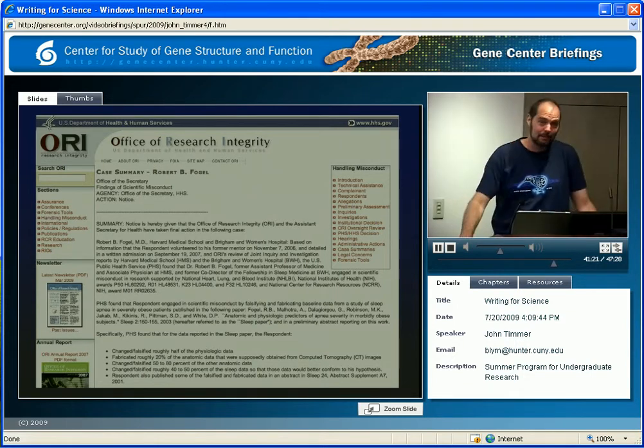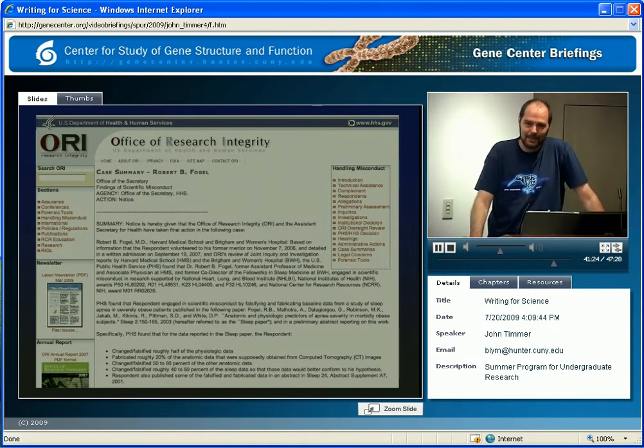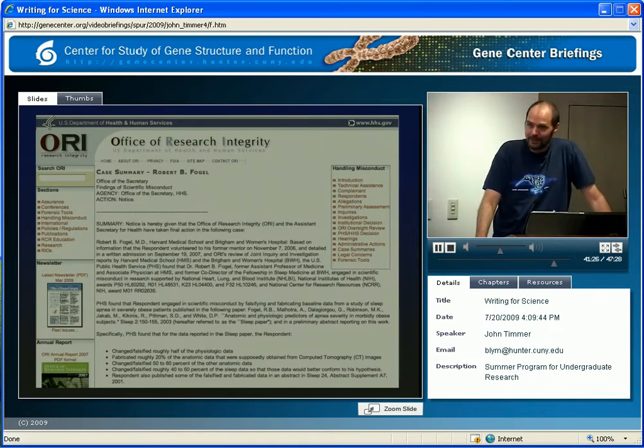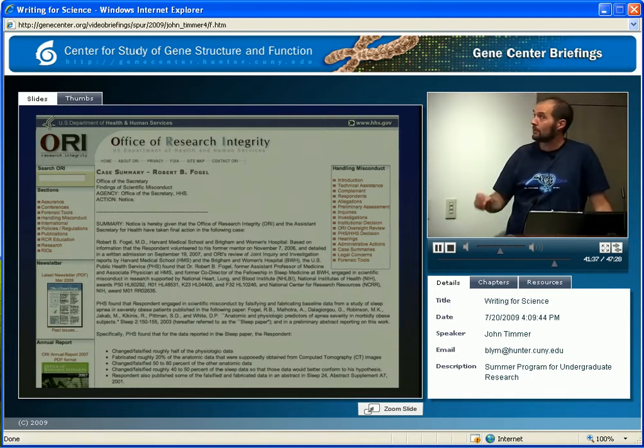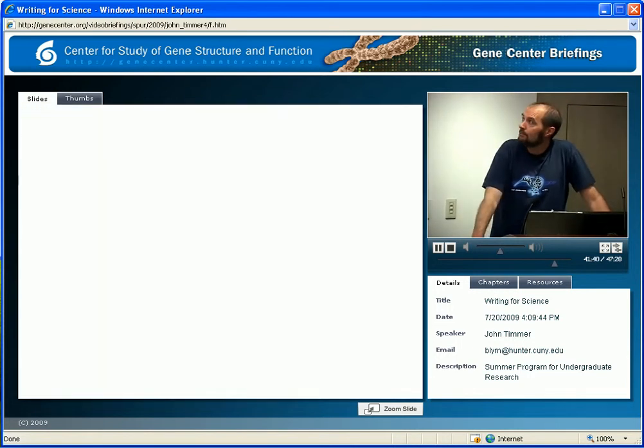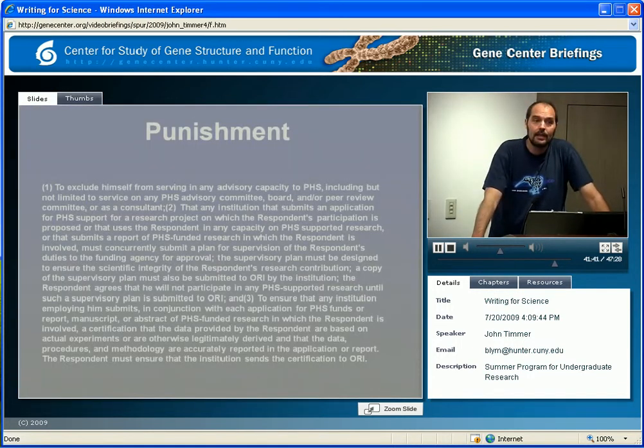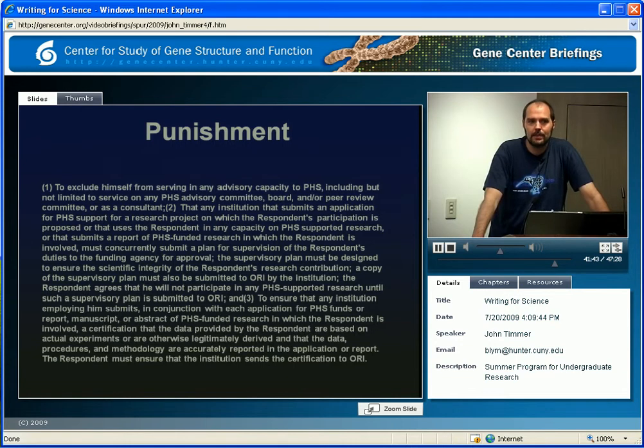Basically, this guy, the paper didn't exist. The data the paper was based on wasn't there, and there was an investigation. He got caught, and these are the sanctions. Again, this is formatted really poorly on this screen, but basically he cannot do any form of consulting for the National Institutes of Health or any other department within the Health and Human Services.